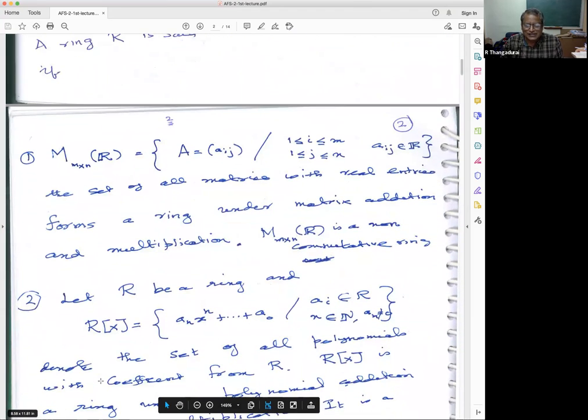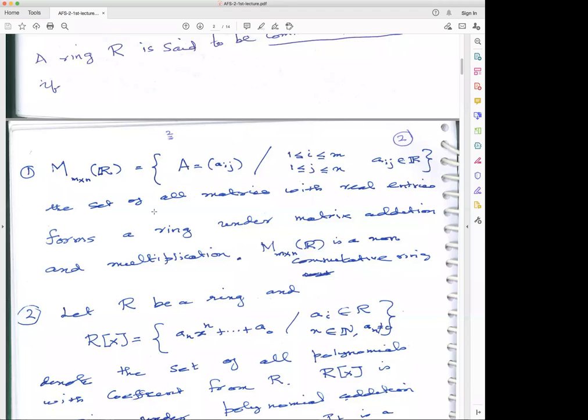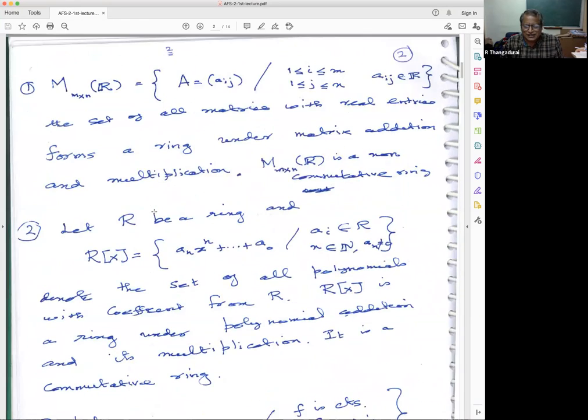Okay, so some examples we want to see. Of course, there is a typo here already. We take the collection of all matrices M cross M, not M cross N, which will not give the multiplication. Obviously, you would have checked it. The set of all matrices with real entries, with coefficients coming from real numbers, forms a ring under usual matrix addition, which is an abelian group, and with matrix multiplication, together it is a non-commutative ring. It forms a ring structure, and this set is a non-commutative ring in general. This we already know.